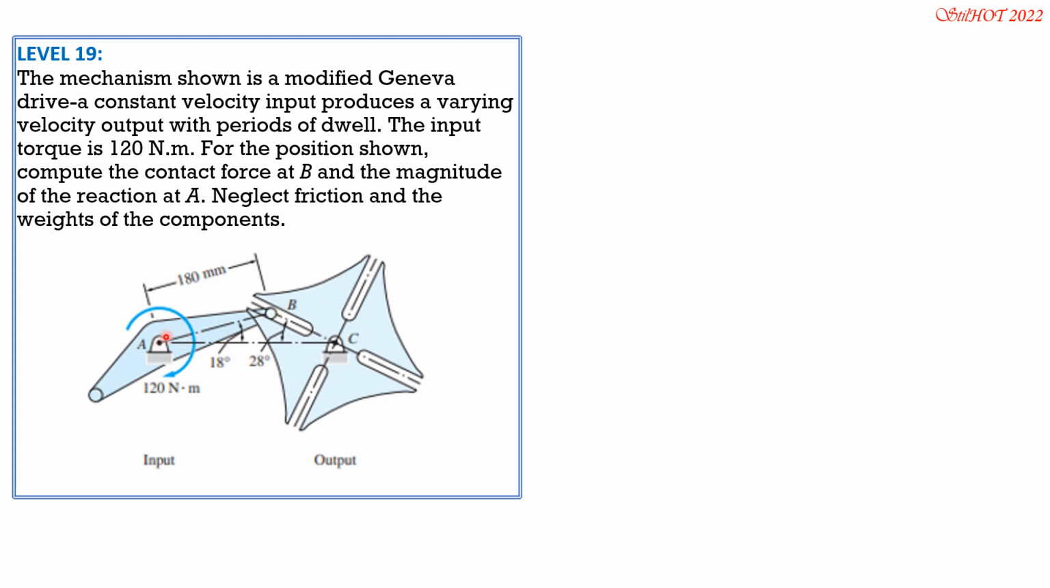So this part of the mechanism is inclined 18 degrees, and this one of the slot here is inclined 28 degrees, and that's 180 mm. The input torque is 120 newton meters, so be consistent. So we draw the normal reaction at B, normal to this 28 degree angle. And therefore there are two components, NB cosine of 28 degrees for the vertical, and for the horizontal, which is to the right, NB sine of 28.